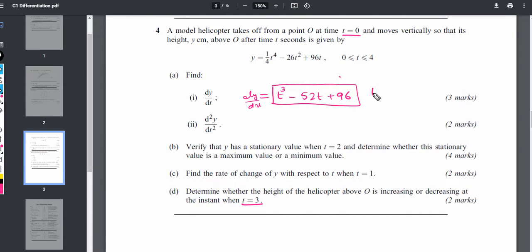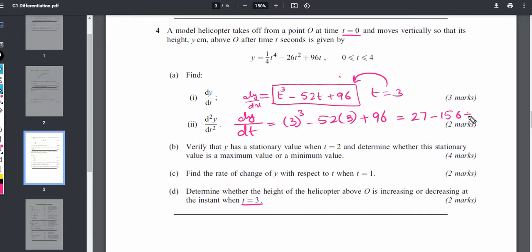So when I put t equals 3 over here, I will get dy by dt equals 3 cubed minus 52 times 3 plus 96. As I've told you, if I get a positive answer, the height is increasing; if I get a negative answer, the height is decreasing. So for this one, I'll get 27 minus 156 plus 96. When I solve it, I'll get a negative answer, minus 33. It means it's less than 0. So the height at t equals 3 is decreasing.